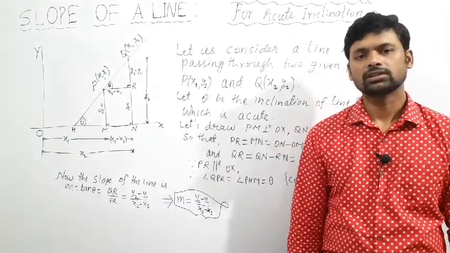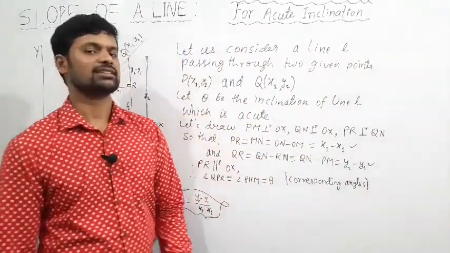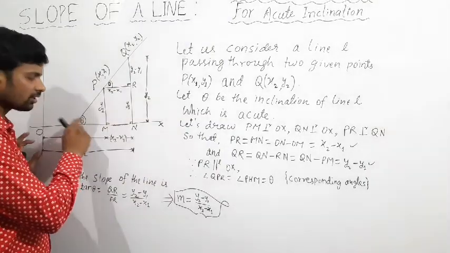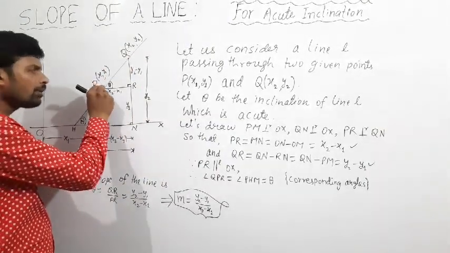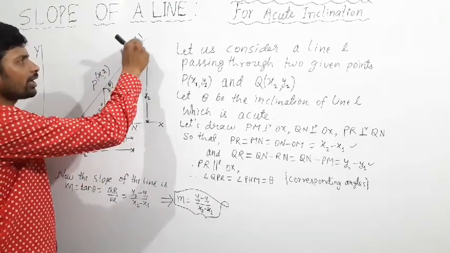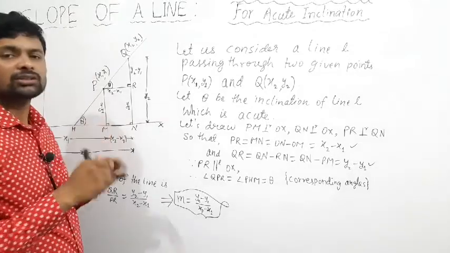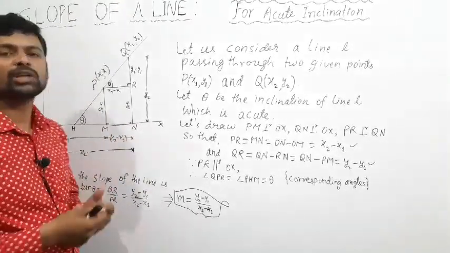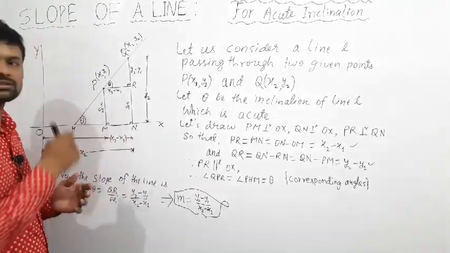So, dear students, let's take first of all the case when the inclination is acute. Suppose theta is the acute inclination of line L, and we have two given points P(x1, y1) and Q(x2, y2) on this line, and then we have to find the slope of this line. So, what will be the expression to obtain the slope of a line? We will learn this in this video.